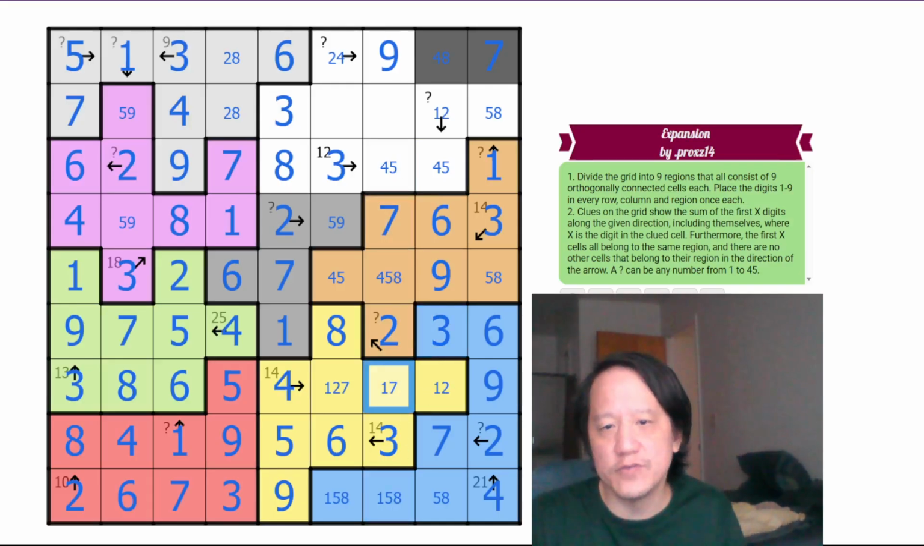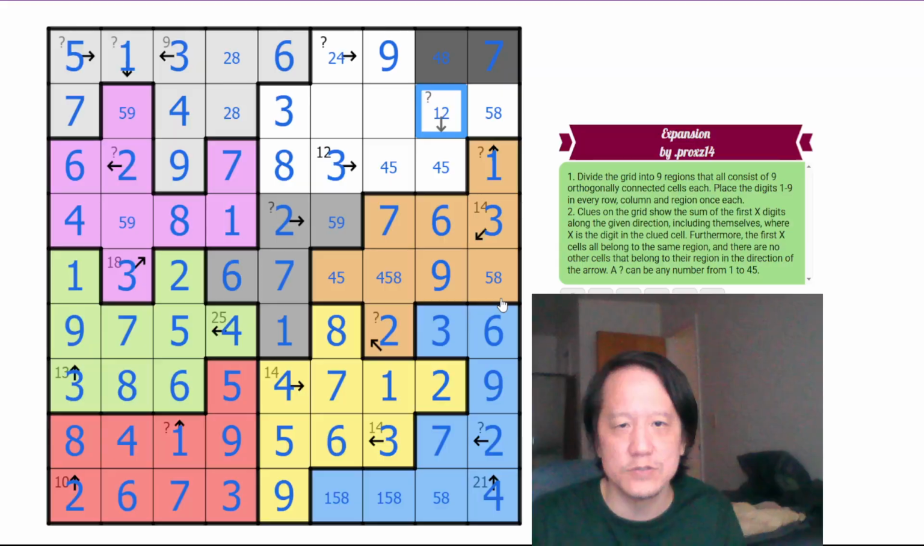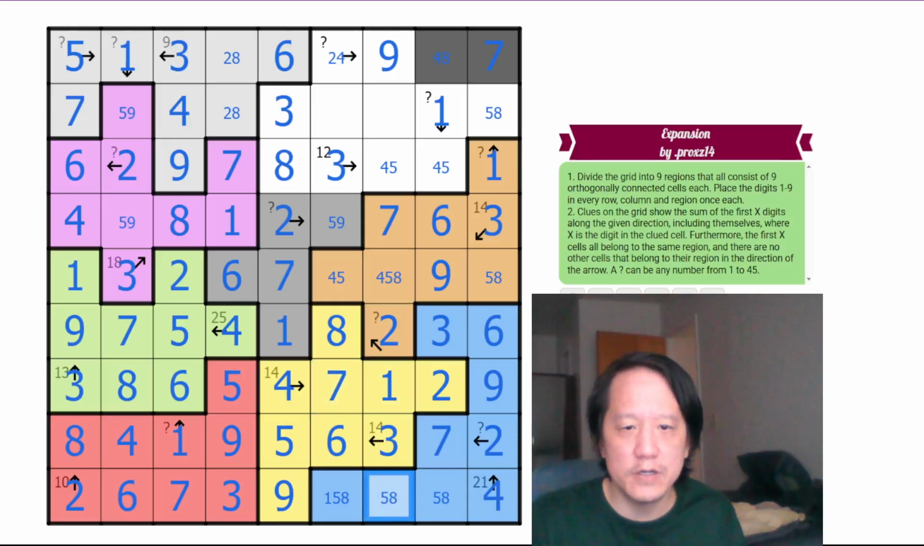7 eliminates 7 here, so that's 1, which makes this 2, which makes that 7. Okay, that's helpful. 2 eliminates 2 there, so that's 1. 1 eliminates 1 here. We have a 4, 5, 8 triplet in column 7. That eliminates 4, 5, 8 in the rest of the column. So that leaves this as a 6. 8 eliminates 8 here.